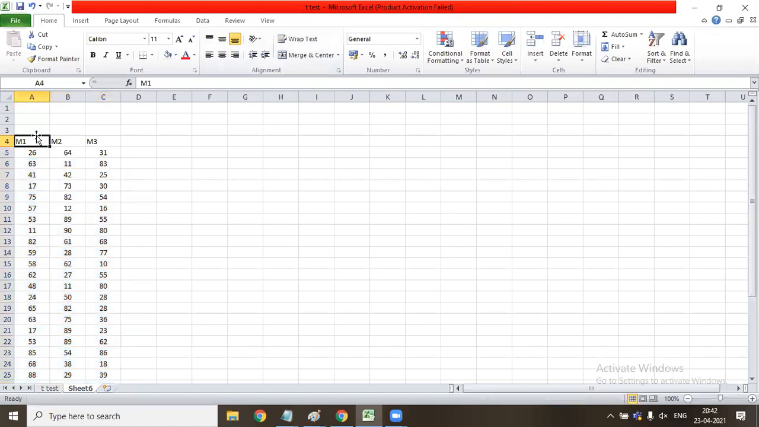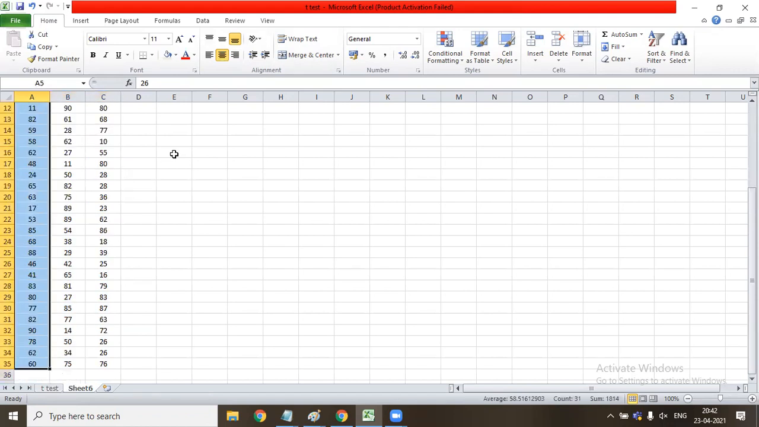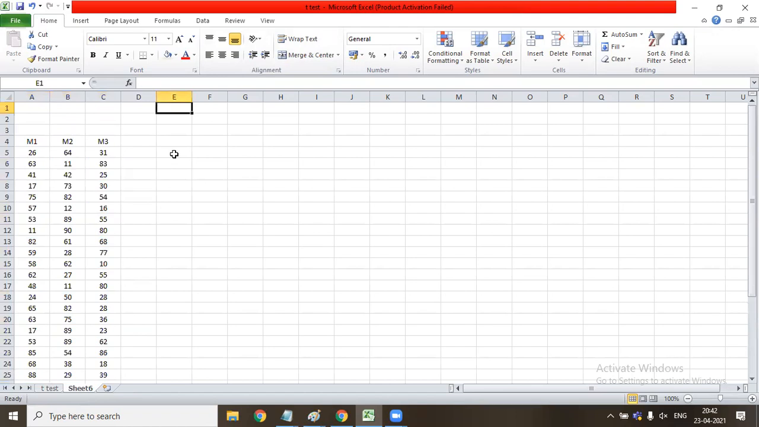So I have three machines, output from three machines, M1, M2, and M3. So now I actually need to see whether the output that machine 1, machine 2, machine 3 is giving. So I have taken a sample of 31 pieces. So n is 31. Capital N means population. Small n means sample.